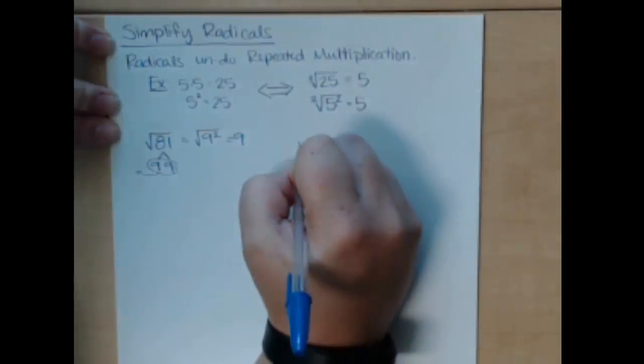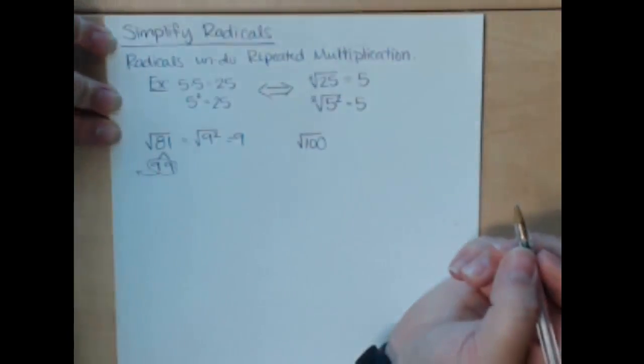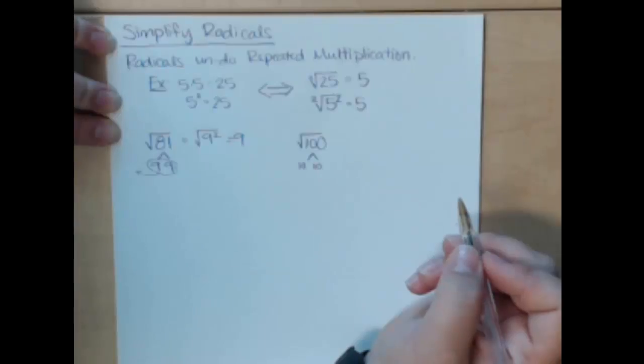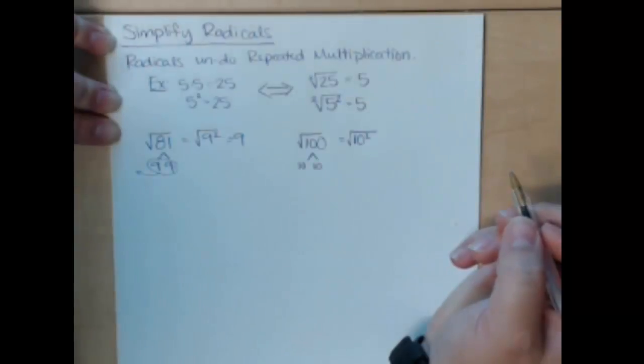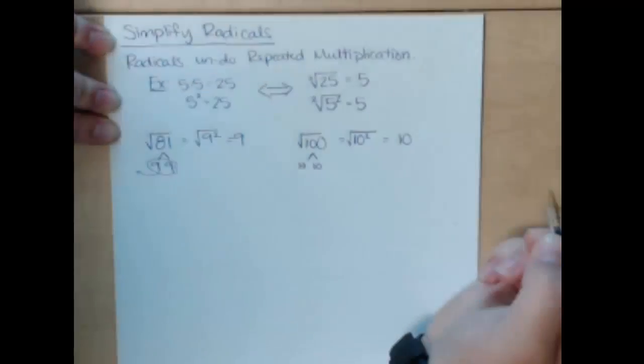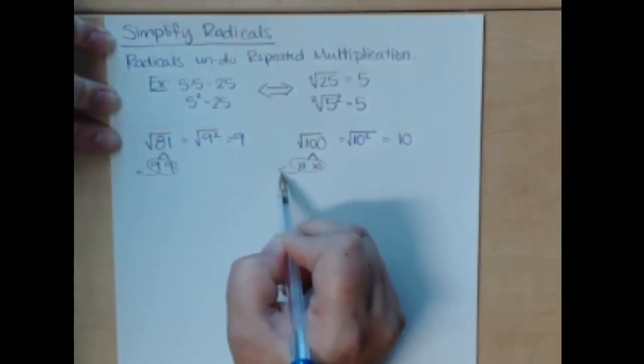Okay, same thing if I had the square root of 100. I could factor 100 down. 100 is 10 times 10, right? So just like the last example, I could go ahead and write this as the square root of 10 squared, and then my square and my square root are going to cancel one another, and this just gives me 10. Or I could see, hey, there's 2 copies of a 10. If there's 2 copies of a 10, I can take that 10 out.